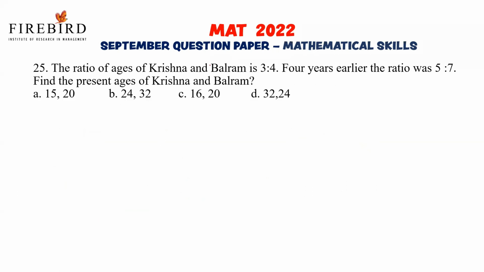Next. See, the ratio of ages of Krishna and Balram is 3:4. 4 years earlier, the ratio is 5:7. Find the present age of Krishna and Balram. So let us go with the options. Which options are in the ratio of 3:4 first? Because the present age ratio is 3:4, right? So if I take option A, yes, it is in the ratio 3:4. Option B, 24 and 32, I can cancel in terms of the A table. Yes, 3:4. And it is 4:5. And here again, it is 4:3, right? So option C and option D are not my answers.